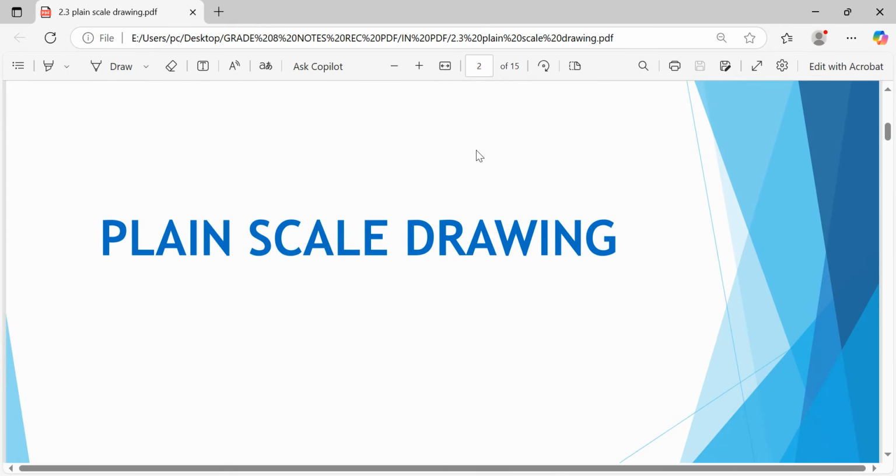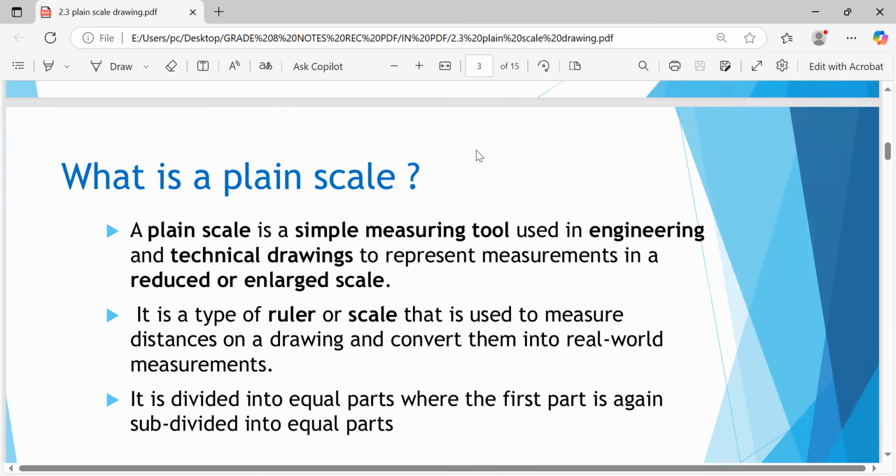And in this lesson, we are going to learn about plane scale drawing. So, what is plane scale drawing? First of all, before we do plane scale drawing, we need to understand what is a plane scale.